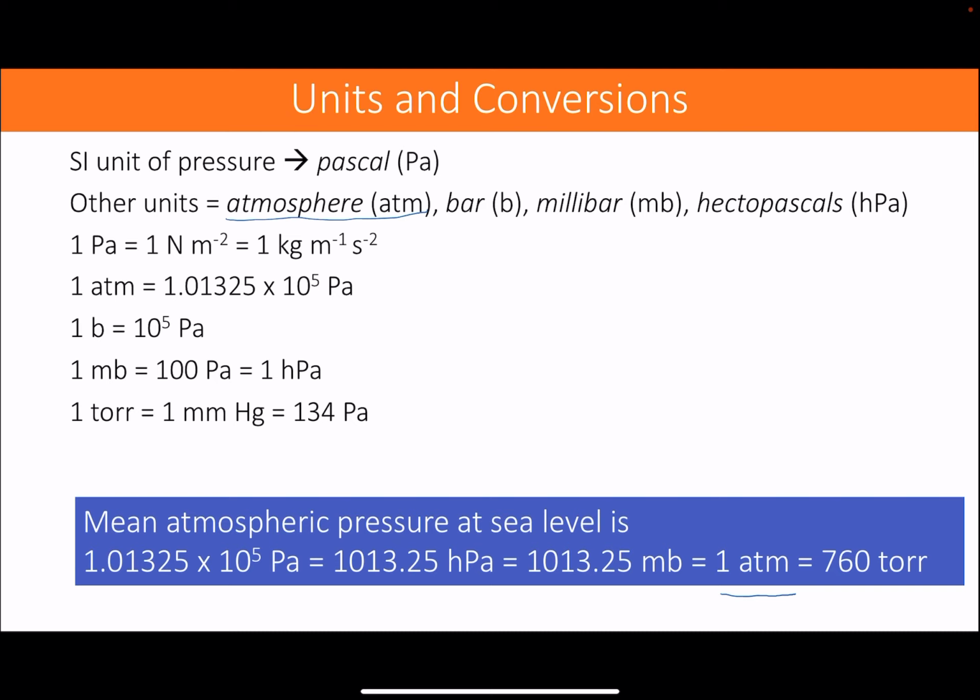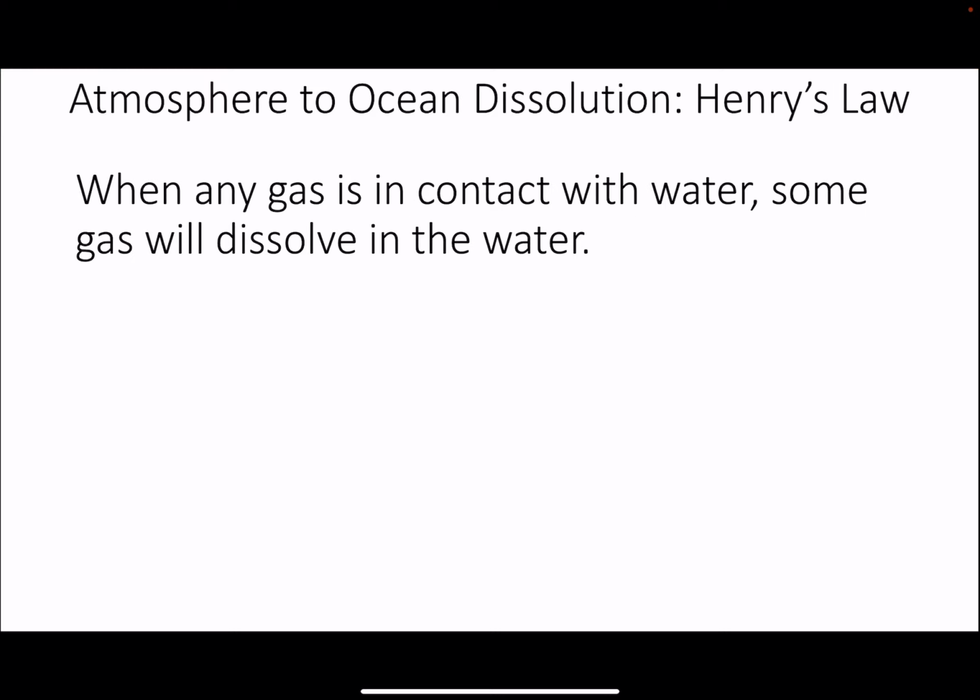So if you were to use SI units, you'd use pascals, which is 1.013 times 10 to the 5th pascals, or 1,013 hectopascals. And you can see hectopascals are used because they're equivalent to millibars, which is another common unit. You see that a lot in weather reports and things. You'll see millibars. And then 760 torr, which is completely random, but nevertheless a unit of pressure. So the units matter because we're going to be doing some math.